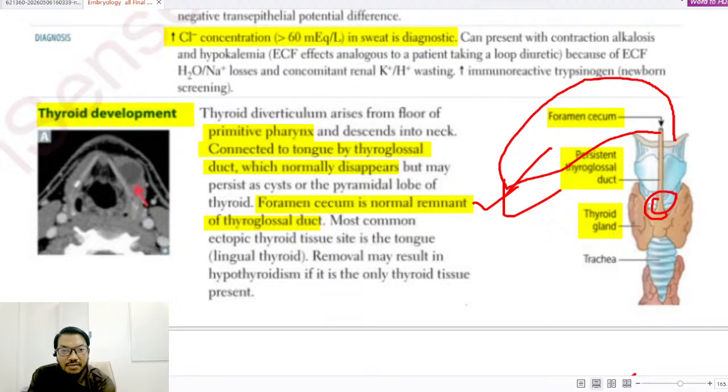The thyroid diverticulum arises from the floor of the primitive pharynx and is connected to the tongue by the thyroglossal duct. This is the thyroglossal duct, and this is the foramen cecum. The foramen cecum is normally the remnant of the thyroglossal duct. This is an exam question. Which of the following is the remnant of the thyroglossal duct? Foramen cecum.